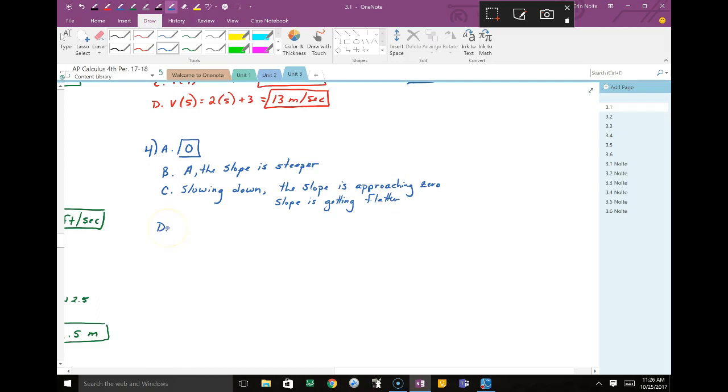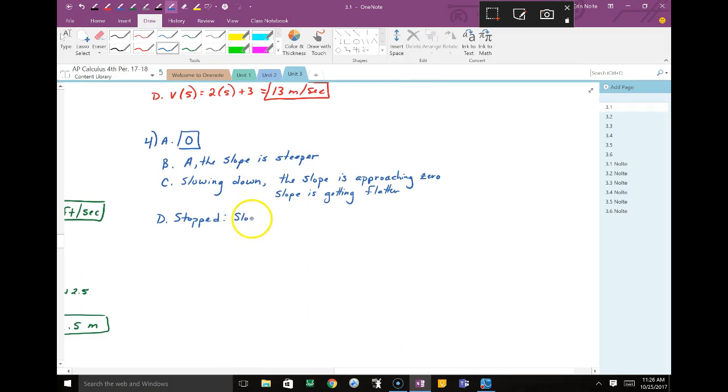I'm kind of interested in what they wrote. All right, what happened between C and D? Stopped. How do we know it stopped? Slope is 0, yeah. Just so you know, no slope would be a vertical line.